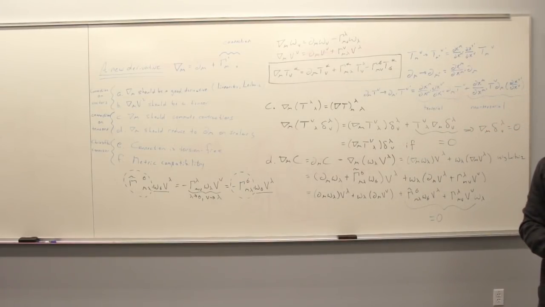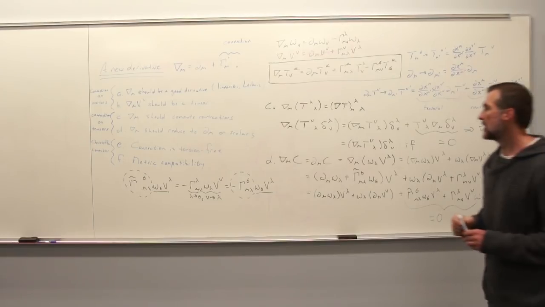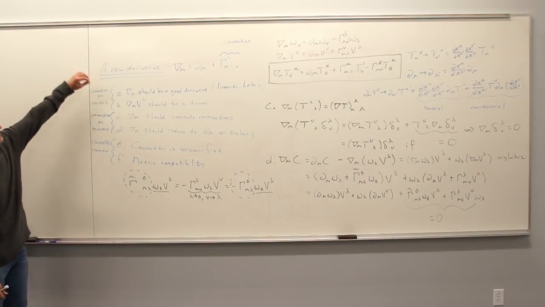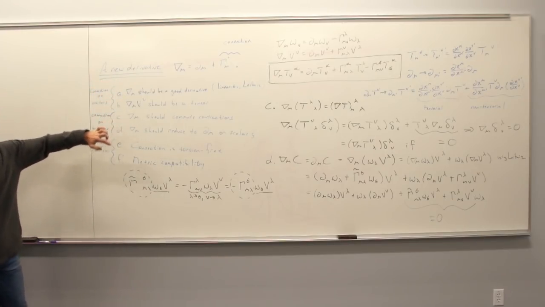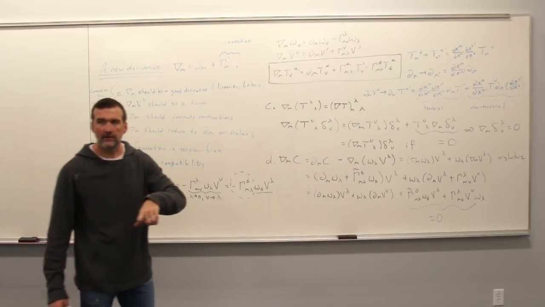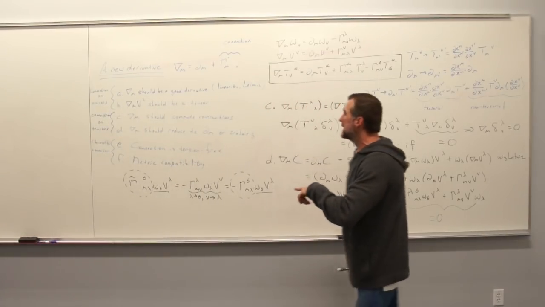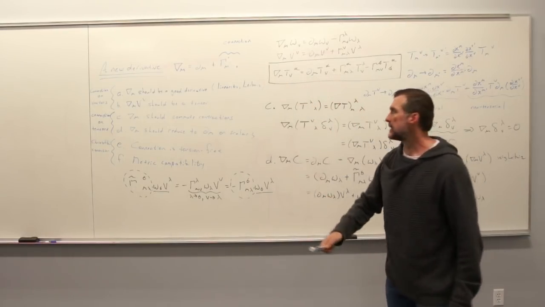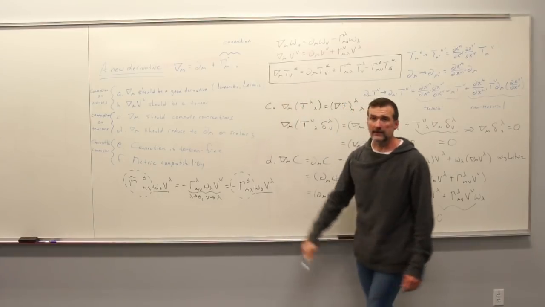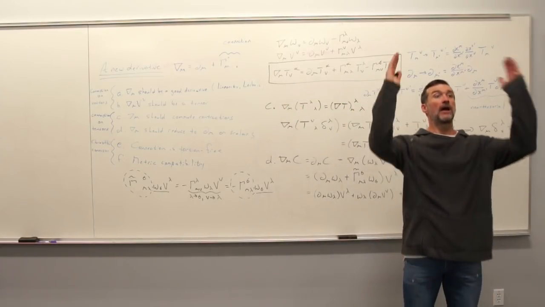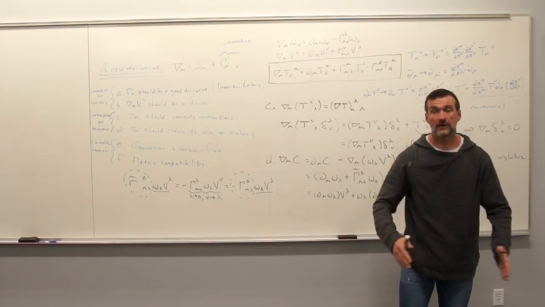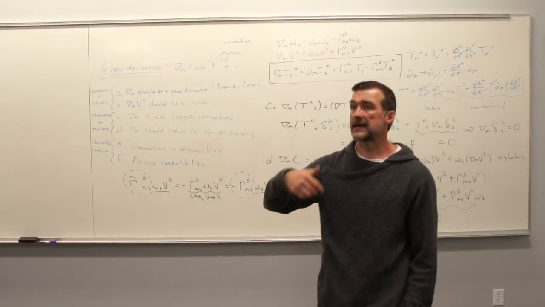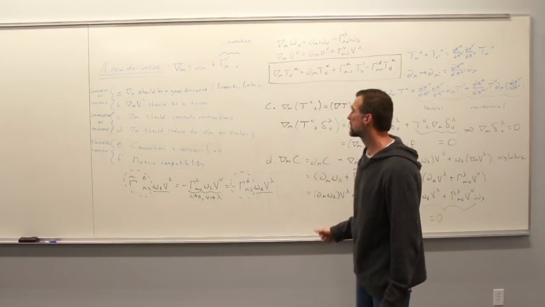Everybody on board? Okay, so we're going to stop there. What we've got so far, having applied A, B, C, and D, is a derivative that we can use on any tensor, and we are guaranteed that the thing that we get when we take the derivative of a tensor is itself a tensor. This is a good derivative. It's a linear operation. It's got something like a product rule.